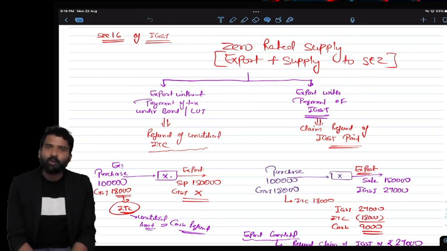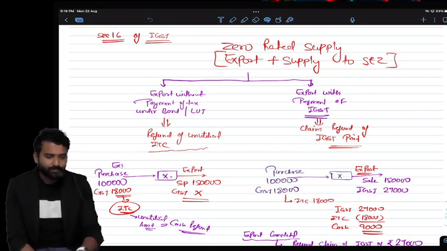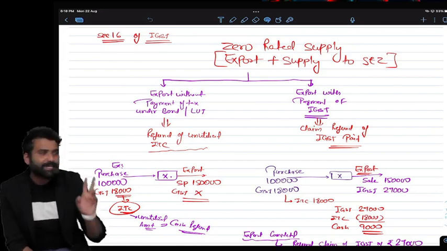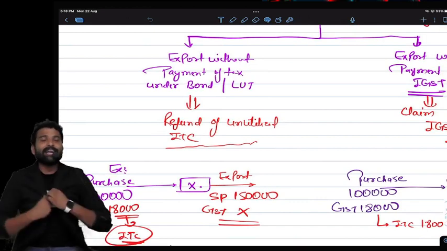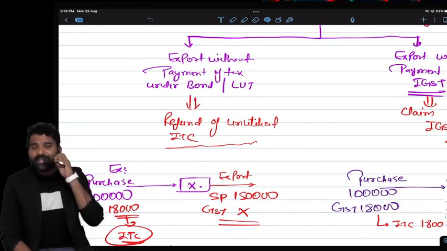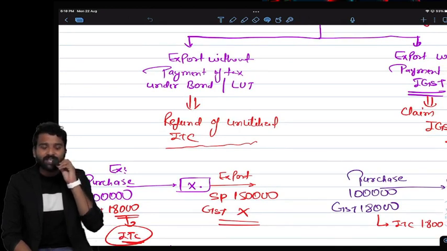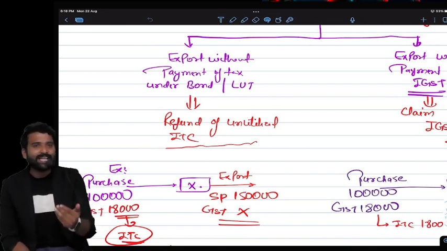what is the meaning of zero rated supply, or what are the options for the exporter. So for the exporter we have two options. Either the exporter can say that I don't want to pay any tax on the sale, so I will just furnish the bond. And you know why I am furnishing the bond or LUT? I am furnishing the bond or LUT because right now I am selling the goods.